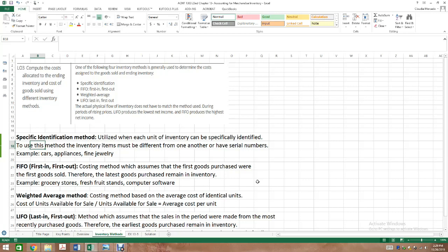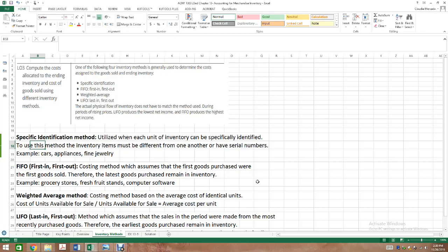The first one we have is the specific identification method. Okay, and just like the title says, specific identification is used when the inventory that you have can be specifically identified, meaning it's a unique product. To use this method, the inventory items need to be different from one another, or they must have some form of serial number or code that can distinguish each of the items separately. Some examples of this include cars, appliances, and fine jewelry.